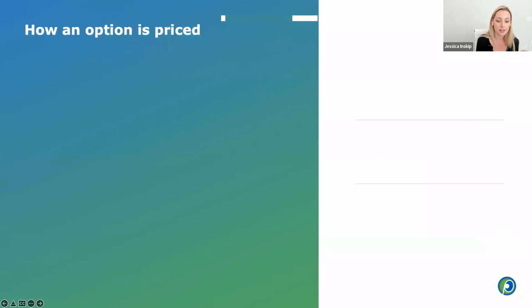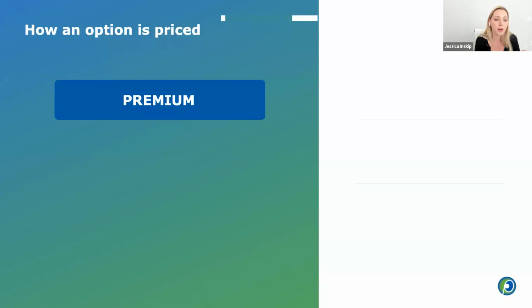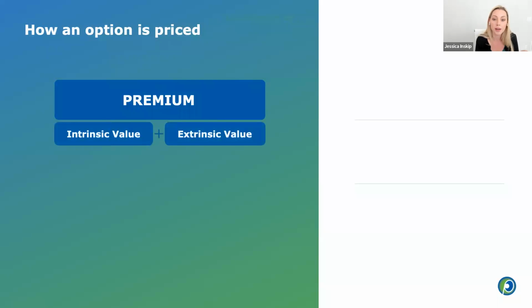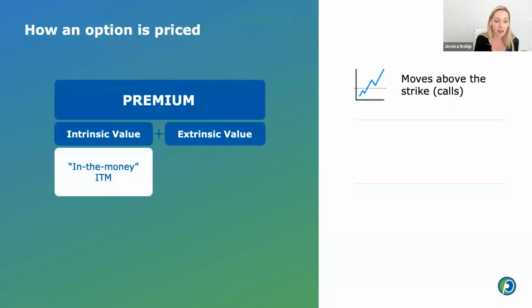All right, so into it, how is an option priced? The option's price is made up of two basic components, which are intrinsic value and extrinsic value. Intrinsic value is the in-the-money value, or actual option value that it contains.